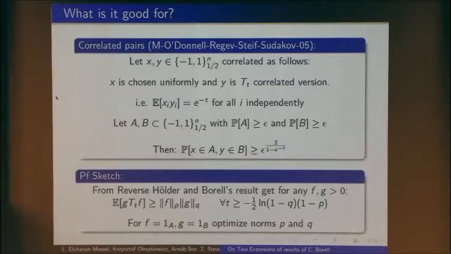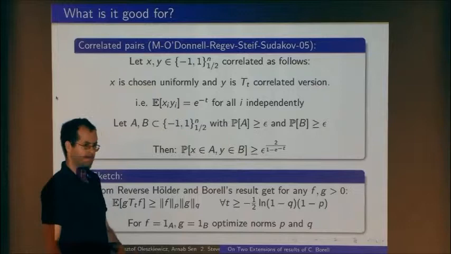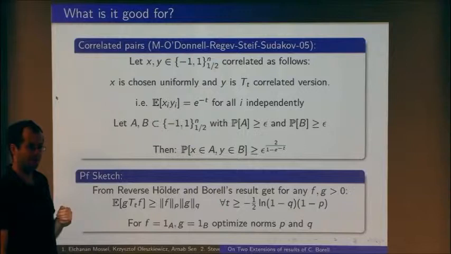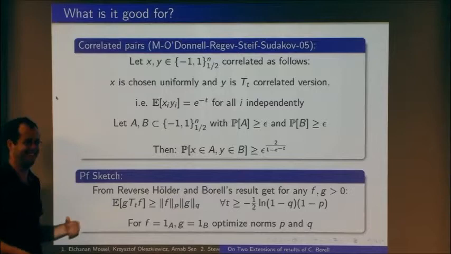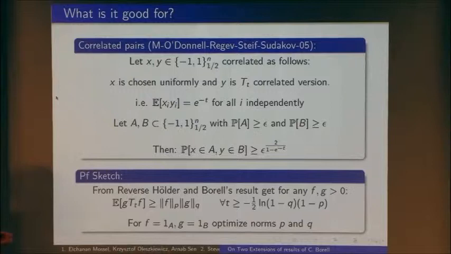We needed to say that if A and B are two subsets of the discrete cube that are not too small, so let's say each of them is of measure at least epsilon, then the probability that x is in A and y is in B is not too small either. Among other things, we rediscovered this result, even though our proof wasn't the same. There was an evolution of the proof which ended with the fact that we realized that Borell's proof is the nicest. We were a little disappointed that it was written in so few lines at some point, but the proof is very nice.